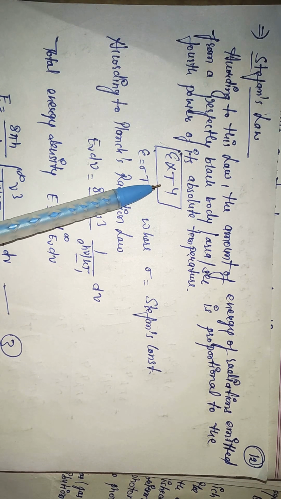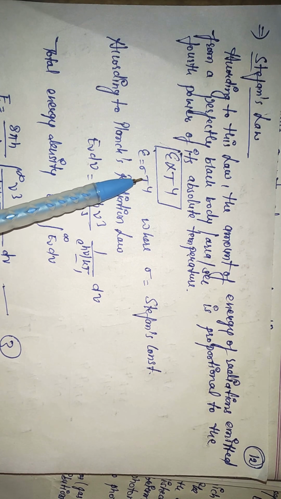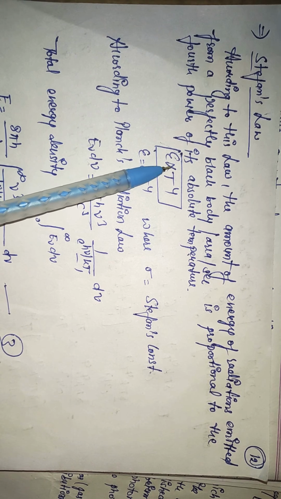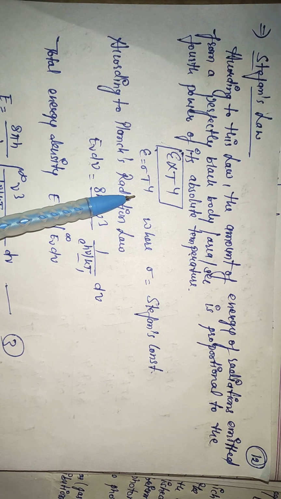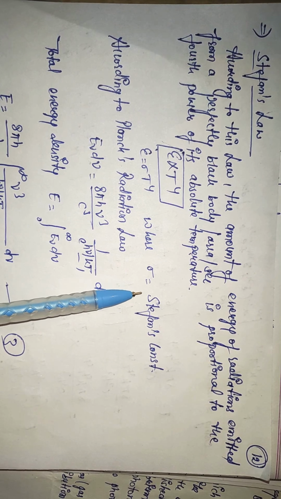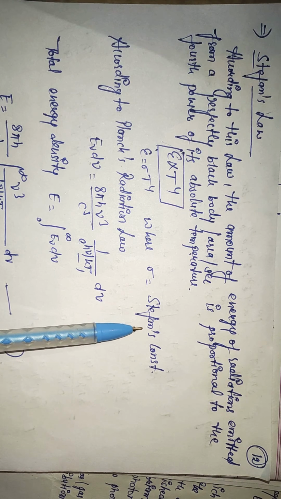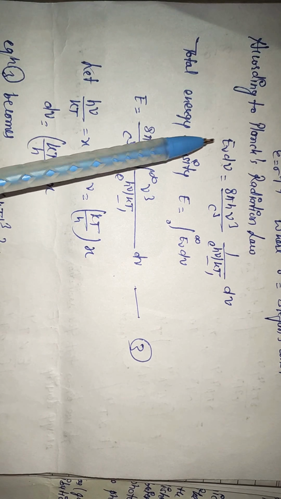And this is related as the fourth power of that temperature, and removing this proportionality sign we have a proportionality constant sigma, where sigma is nothing but Stefan's constant. Now we will see the derivation of this law.